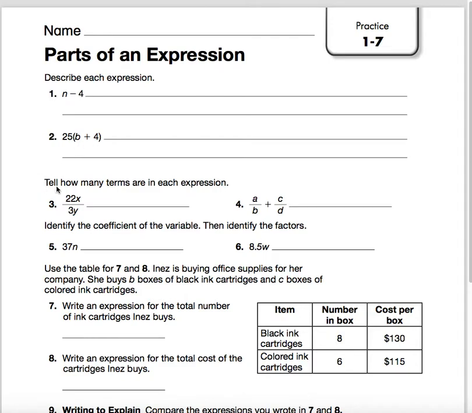Then 3 and 4, they want you to tell how many terms are in each expression. Well, remember, a term is a part of an expression separated by either addition or subtraction. If you look at number 3, you can see that we really only have one term here, because there's no addition or subtraction. We have coefficients and multiplication, and they're set up as a fraction, so it's division. But you have one term.